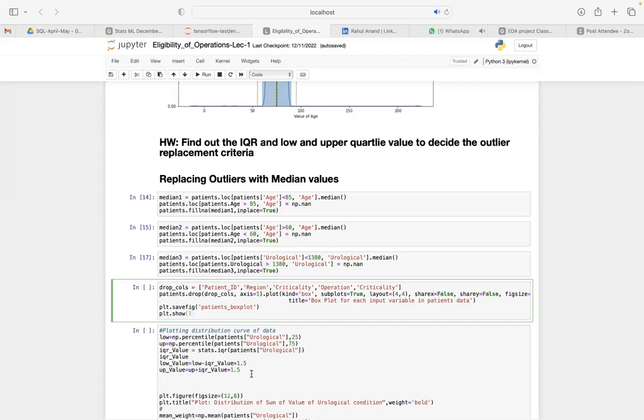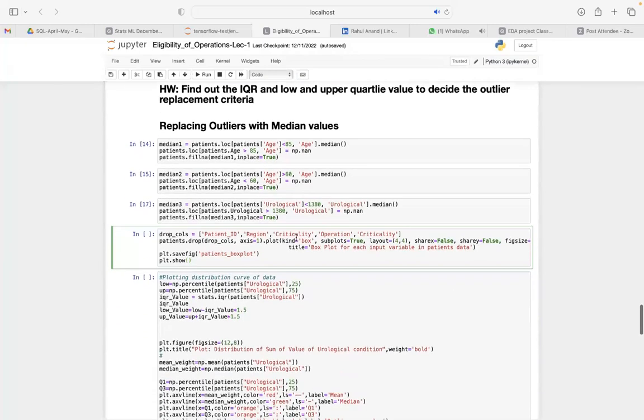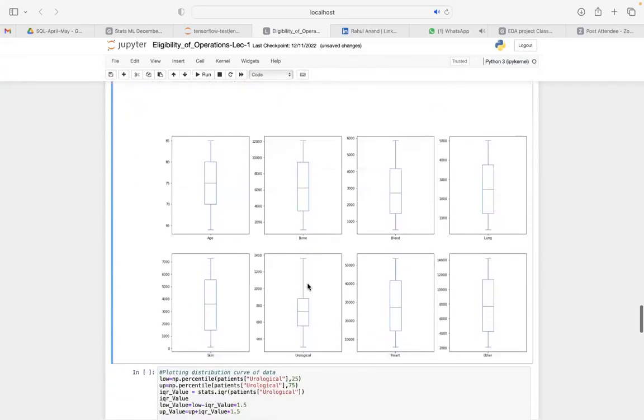Now once I've prepared this data by replacing the outliers with median values, what I need to do is check which variables are important. When I say important, there should be numerical values. And is there a presence of outliers after replacing them or not? Okay. So now that we have replaced it, we need to check whether they are having any outliers.